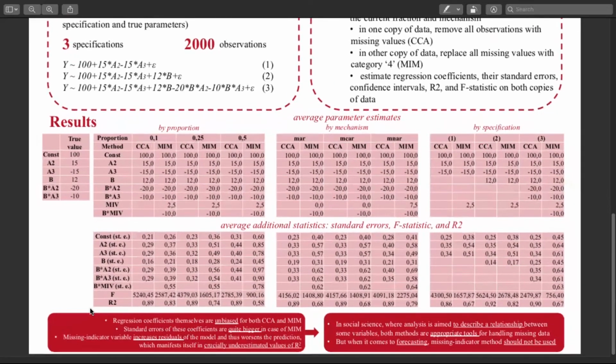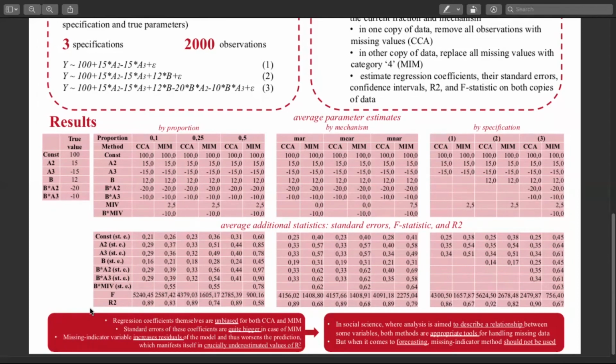So this brings us to the main conclusion of the conducted research. In social science, where the key objective of analysis is to detect and estimate the relationship between some variables, both methods are appropriate tools for handling missing data because the estimates are unbiased. But when it comes to forecasting, missing indicator method should not be used.